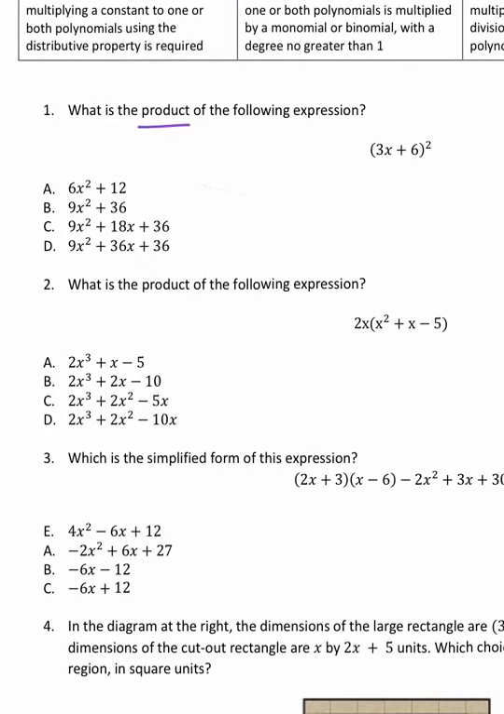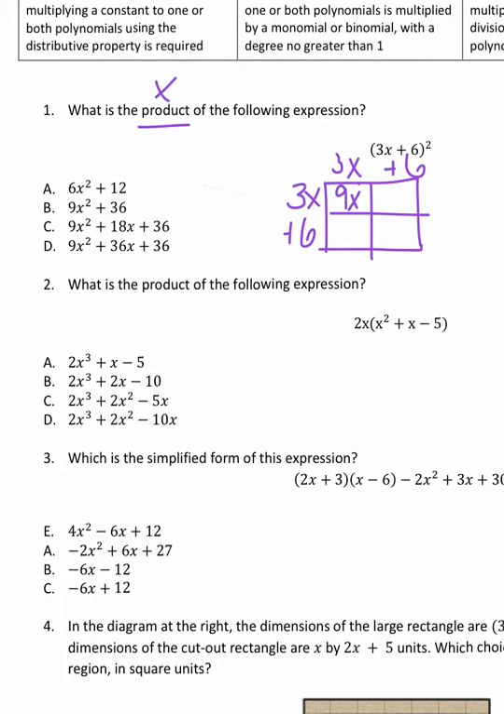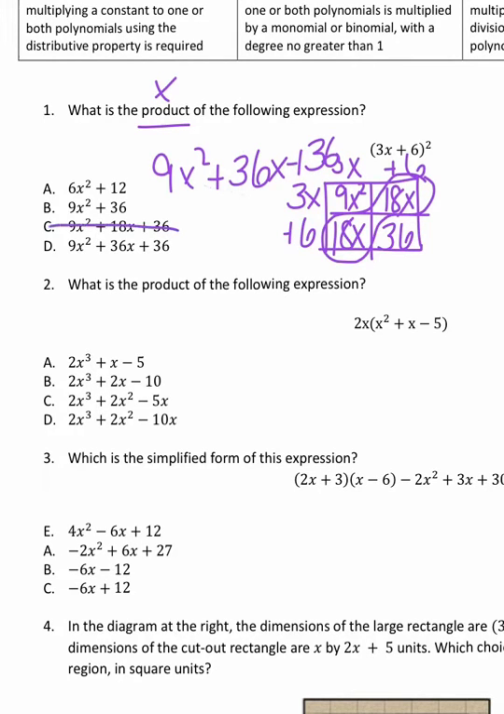Remember, product means multiplication. So I'm going to go ahead and do the box method for this one. I start off same old, because I know it's going to be a 2 by 2, and I do 3x plus 6, 3x plus 6. This is the easiest way to do it, as we have found out. So I get 9x squared, I get 18x, I get 18x, and a 36. Notice on the diagonal, like terms. So I have 9x squared plus 36x plus 36, which gives me D.